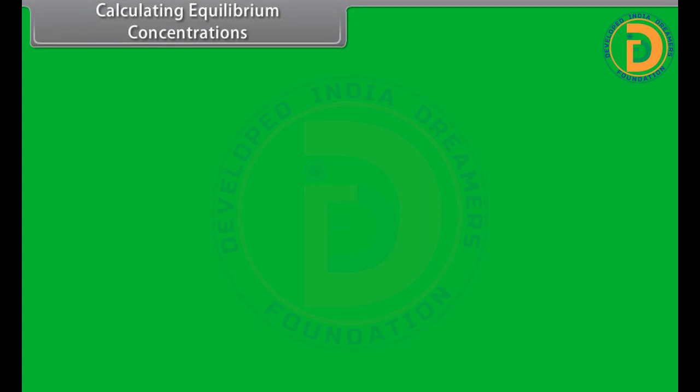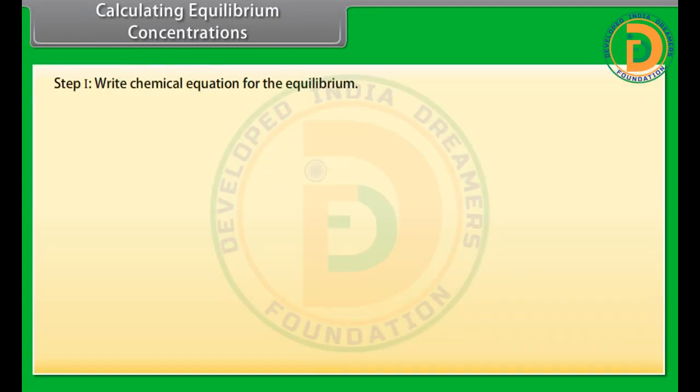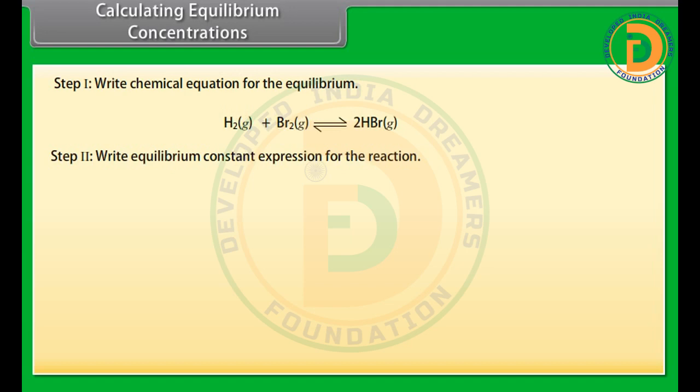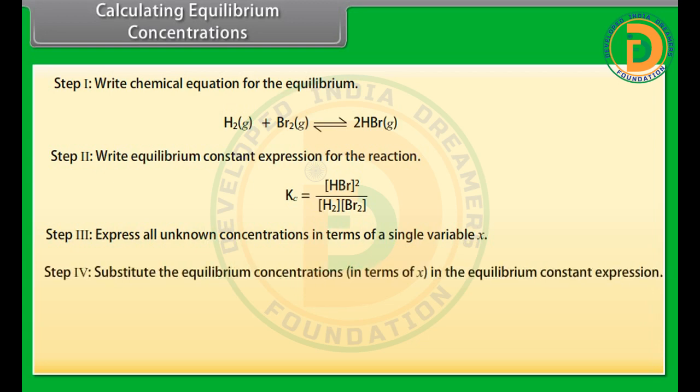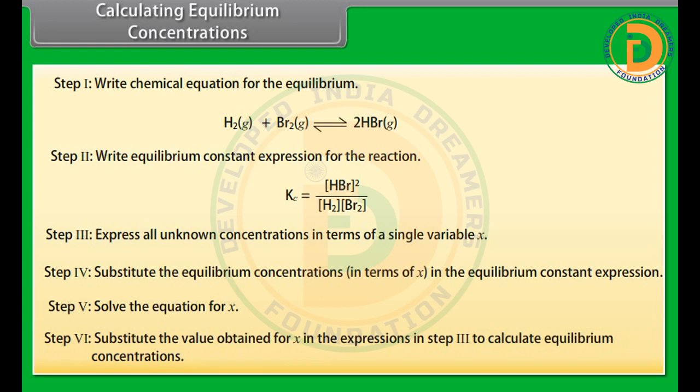Calculating equilibrium concentrations. Write chemical equation for the equilibrium. Write equilibrium constant expression for the reaction. Express all unknown concentrations in terms of a single variable x. Substitute the equilibrium concentrations in terms of x in the equilibrium constant expression. Solve the equation for x. Substitute the value obtained for x in the expressions in step 3 to calculate equilibrium concentrations.